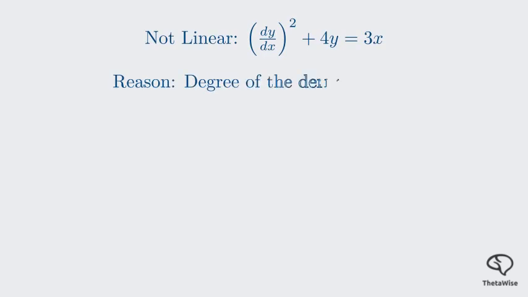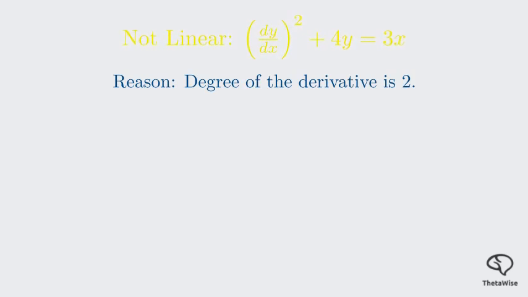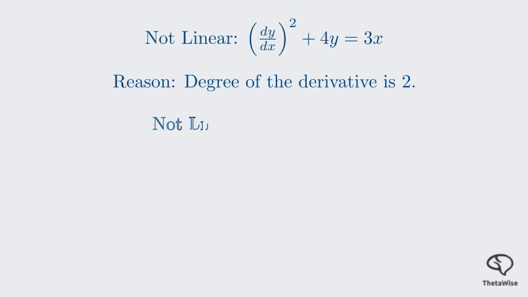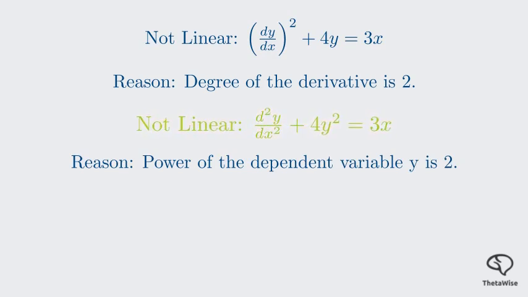Now, let's look at some nonlinear examples to solidify our understanding. First, consider (dy/dx) squared plus 4y equals 3x. This is not linear. The reason is the degree of the derivative dy/dx is 2, not 1. This violates our first rule. Next, let's examine d squared y over dx squared plus 4y squared equals 3x. This is also nonlinear. Why? Because the power of the dependent variable y is 2, which is more than 1. This breaks the first rule again.